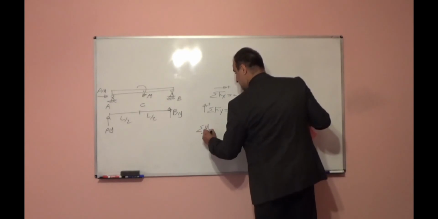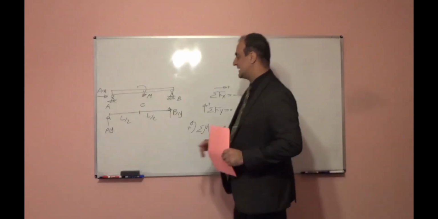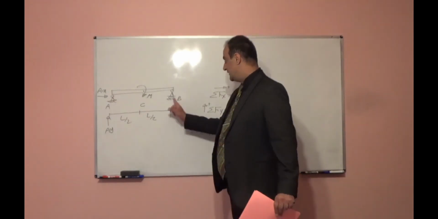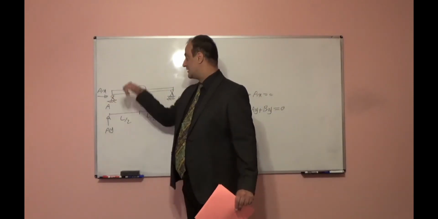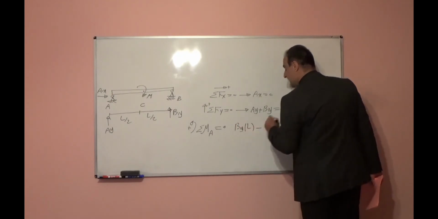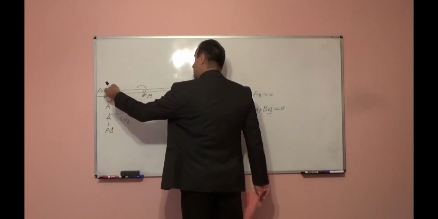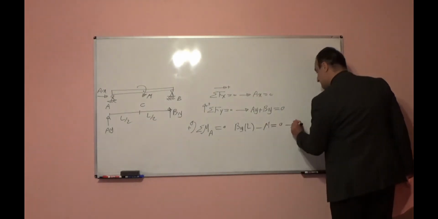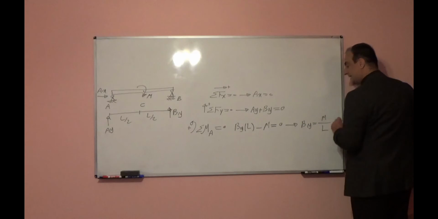Summation of moment with respect to point A is equal to 0, because Ax and Ay both pass through point A, will not create any moment with respect to point A. By times the distance L, it wants to rotate this beam with respect to point A counterclockwise, so positive By times L, minus this M, it wants to rotate this beam with respect to point A clockwise, so negative M is equal to 0. From here you can find By is equal to M over L.